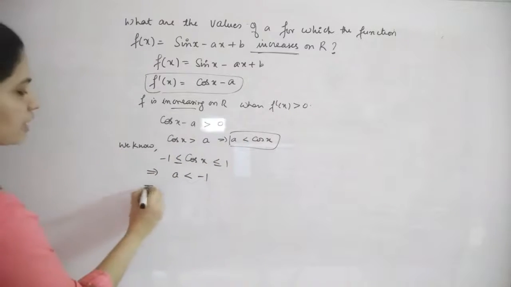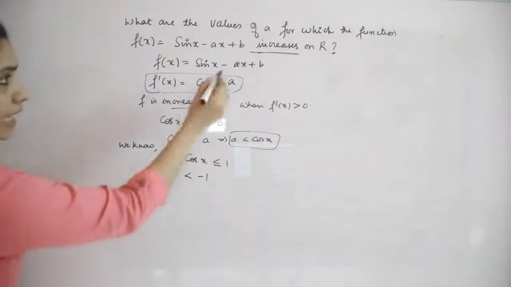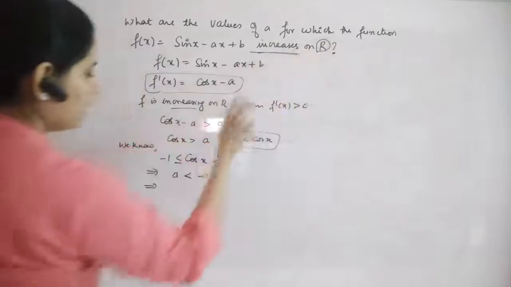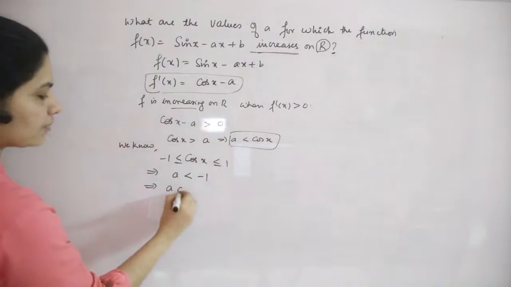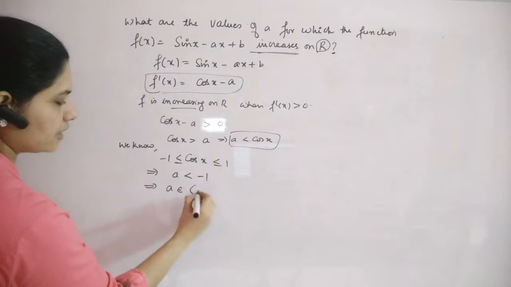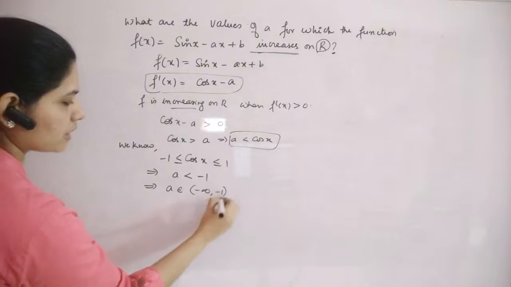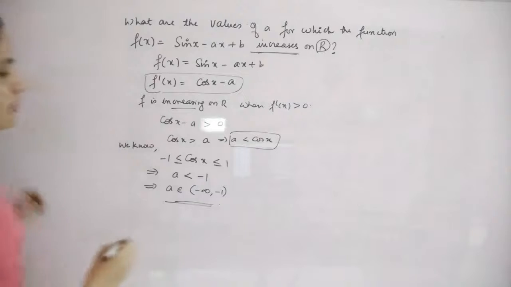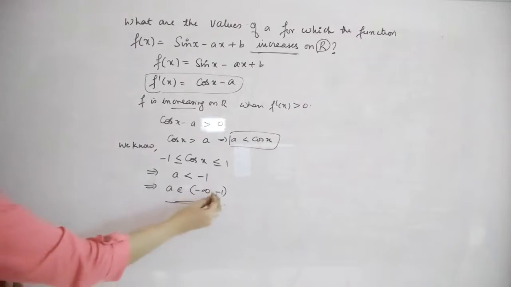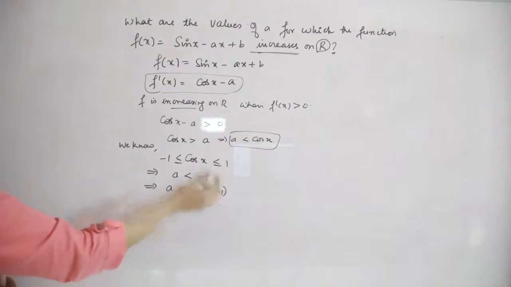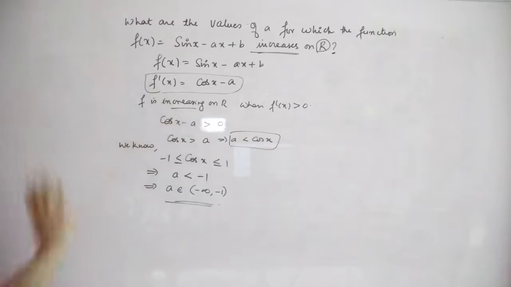Now what is the meaning of a is less than -1? In R, you can write it as a belongs to the interval from -∞ to -1, open. So this will be the value of a. For any value you choose less than -1, you will have the function increasing on R.